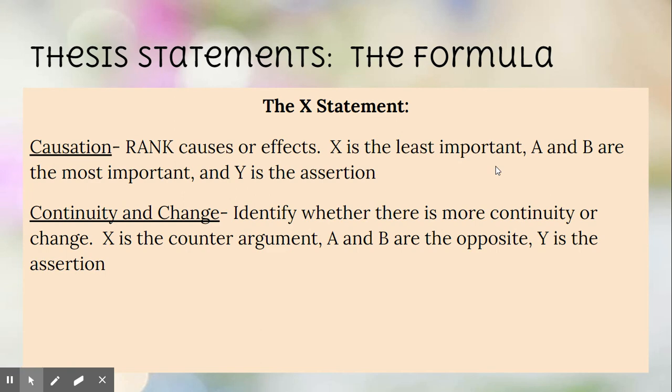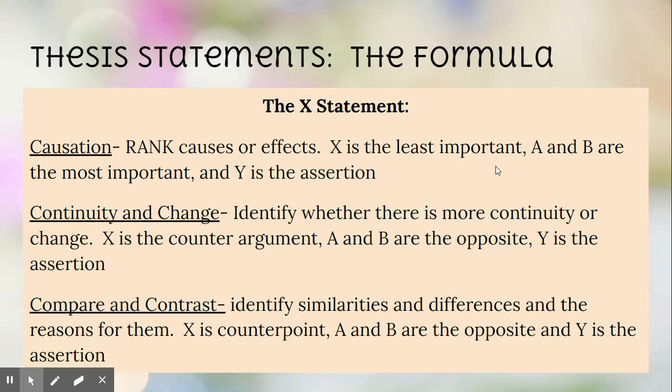So you could, like that example I just did with Smith Station and Auburn, or the example I was going through a moment ago about, did the American Revolution really change society all that much? Or was it a lot of the same kind of stuff? In that case, X is the counter argument. So if I'm saying there's more change, then my X is continuity. If I'm saying there's more continuity, then my X is change. It's whichever one I'm not taking. A and B are the opposite of whatever I just said. Y is the assertion. And we've already seen examples of that.